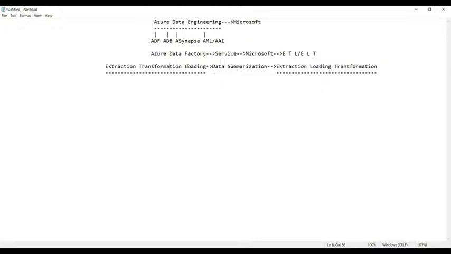So what is ETL? Azure Data Factory is a service provided by Microsoft to perform the job of ETL, that is extraction, transformation, and loading. Whereas between the clouds and on-prem, so what is my on-prem?